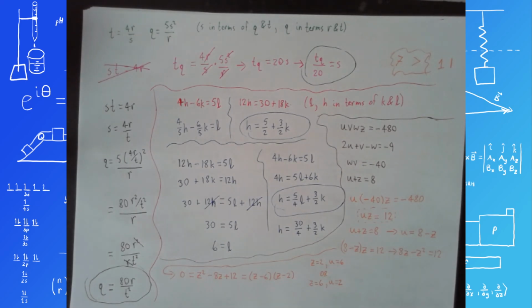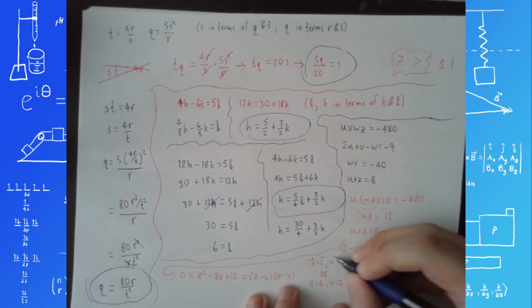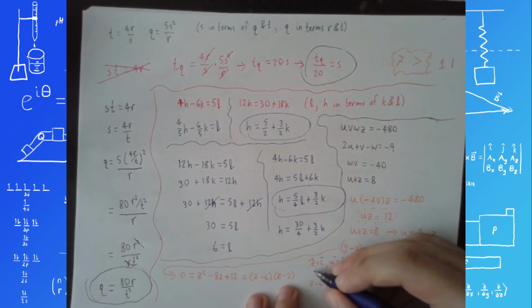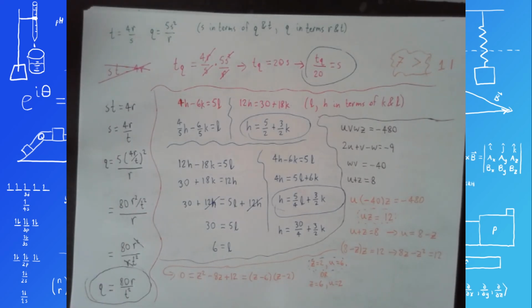All right, let's pick one of these for now and see where that takes us, and then we will look at the other possibility later. So if I go with the first one, let's go with z equals 2 and u equals 6. What can I do with that?